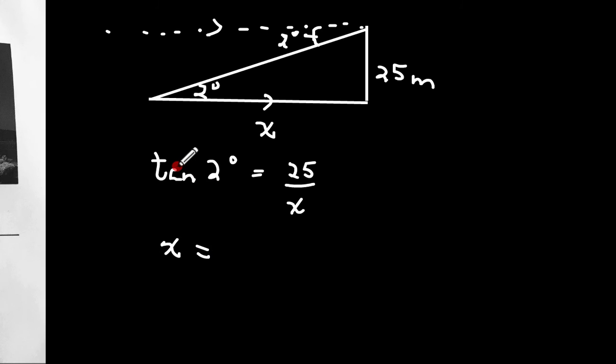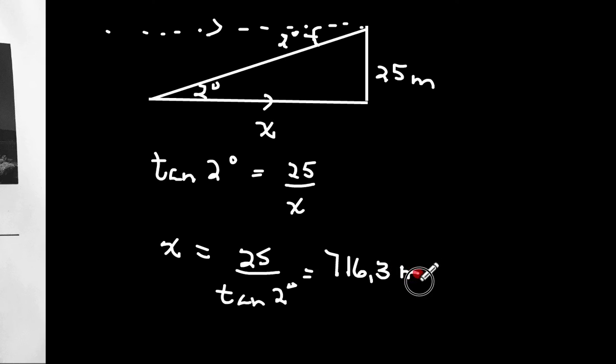If I cross multiply, and then I would divide by tangent of 2 degrees. If we would pop all that in our calculator, we would get x would equal approximately 716.3 meters. So it's about 700 meters from the lighthouse. Now I'm going to use the approximate signs here because that's what it is. It's approximately, so we don't necessarily put equals. I won't mark it wrong though.